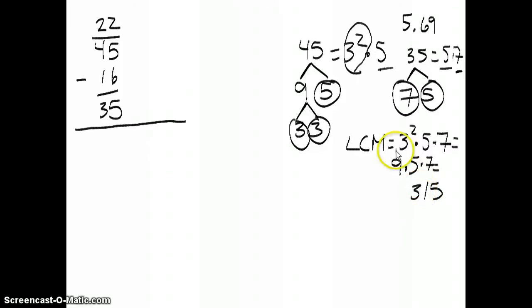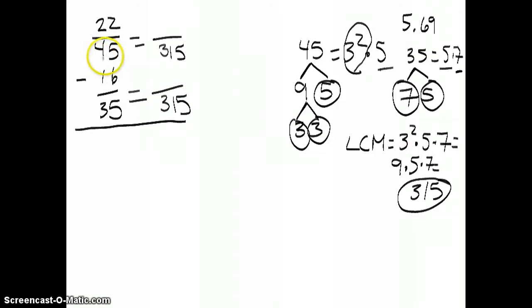The other way to go about doing this would be to list out multiples of 45 and list out multiples of 35 until we get all the way up to 315. So now that we have our least common denominator, 315, we have to find equivalent fractions with that new denominator.